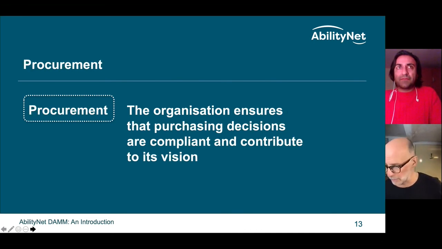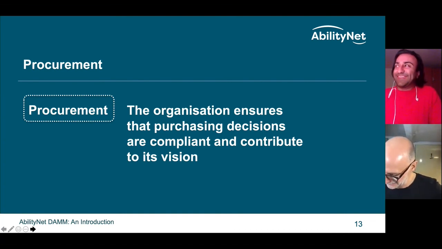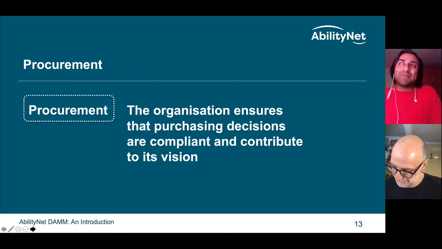And then the final area that is often overlooked is that the organization ensures that purchasing decisions are compliant and contribute to its vision. This really is a bit of a Cinderella one, isn't it, I think? It is. It's not that sexy, I think, but it's so important. And one of the recent clients we worked with, all of their development and digital development design was outsourced, and that makes it even more key. If you're paying someone to create something for you, maintain something for you, then it's vital that you have the checks in place to ensure that they're giving you something accessible. Otherwise, you're wasting your money.